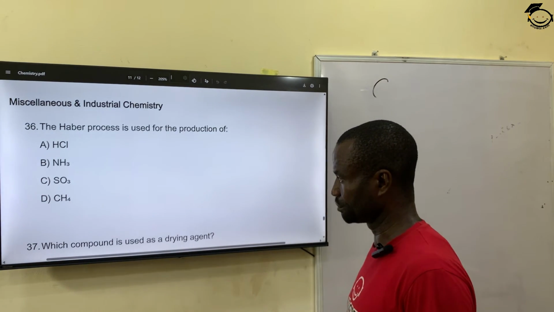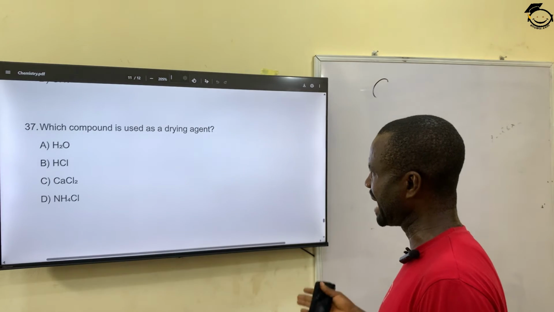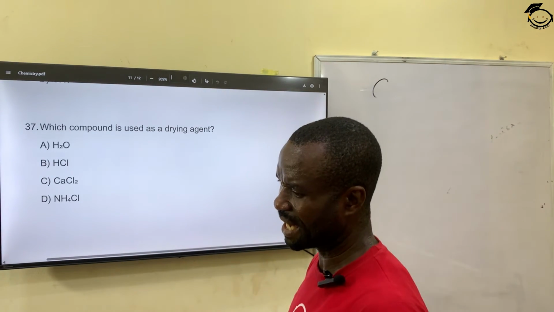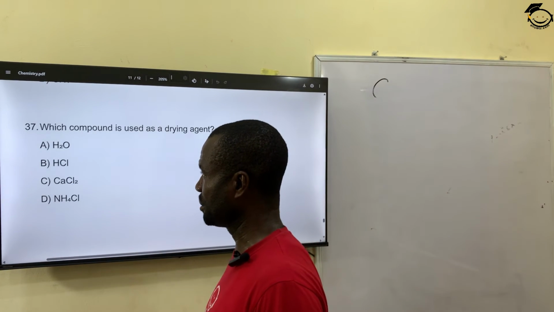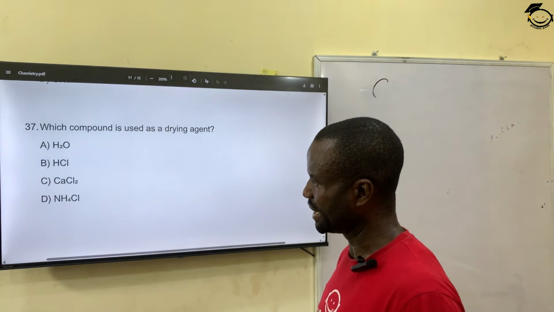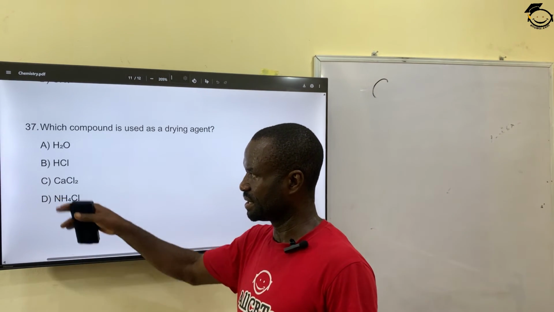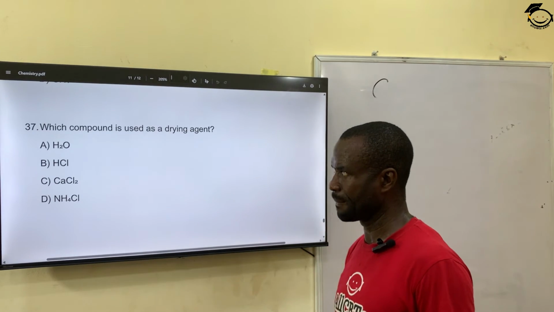Number 37. Which compound is used as a drying agent? Drying agents are otherwise known as hygroscopic agents. A, water. Water cannot be used as a drying agent. B, HCl, C, calcium chloride, D, ammonium chloride. The correct answer is C. Calcium chloride is used as a drying agent.